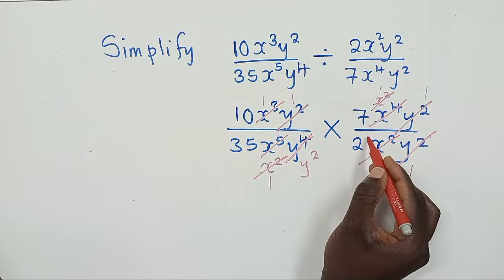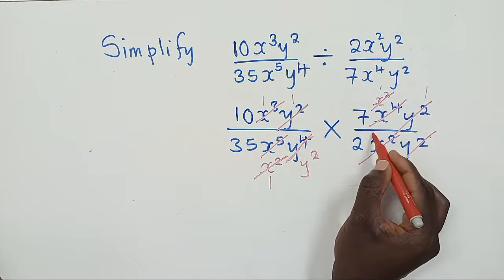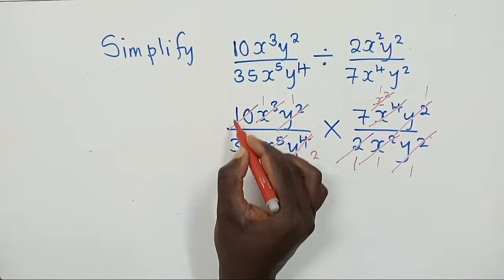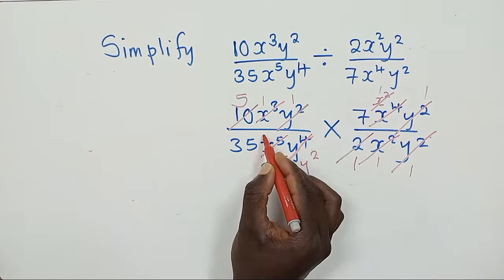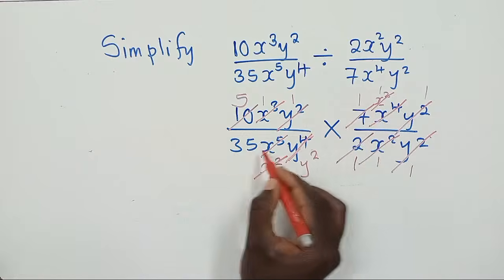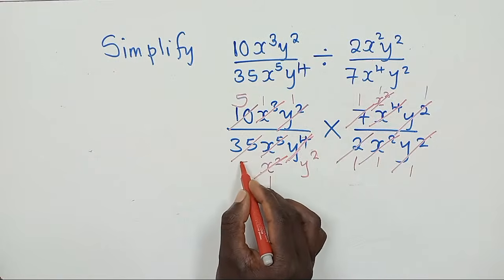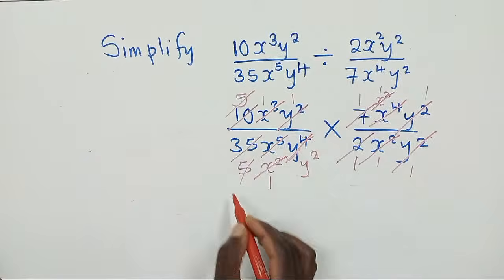Now we can also go to the numbers. 2 into 2, 1. Into 10, it's 5. Again here, 7 into 7, 1. 7 into 35, it's 5. This 5 and 5 will cancel.